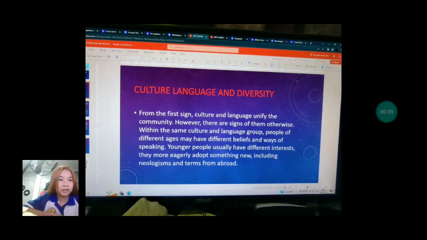Culture, language, and diversity. From the first sight, culture and language unify the community. However, there are signs of difference within the same culture and language group. People of different ages may have different beliefs and ways of speaking. Younger people usually have different interests. They more eagerly adopt something new, including neologisms and terms from abroad.